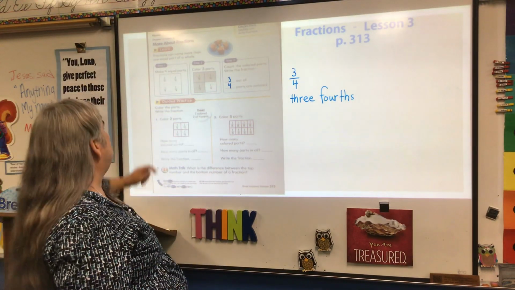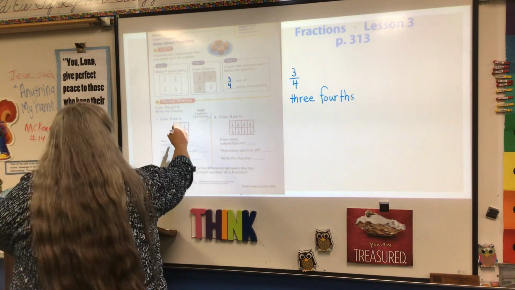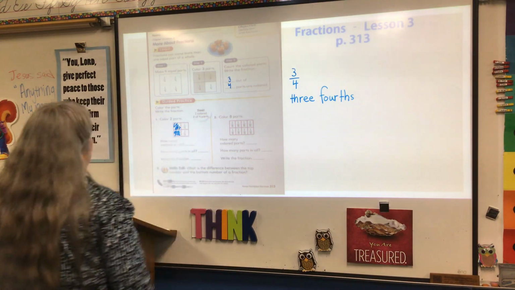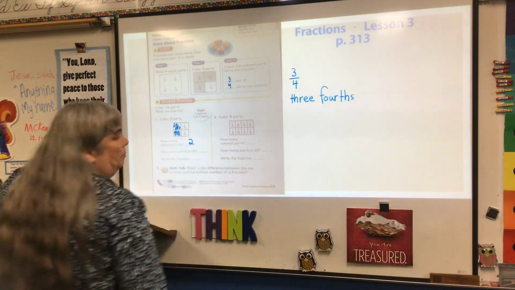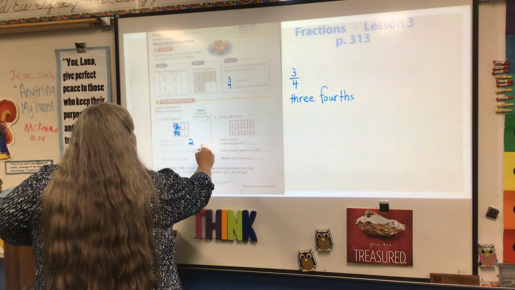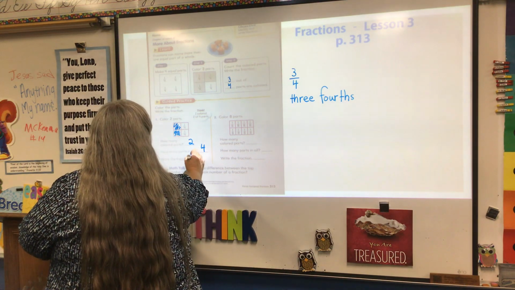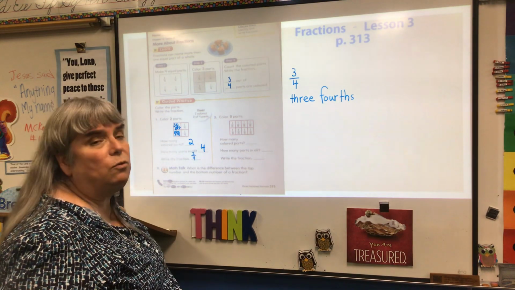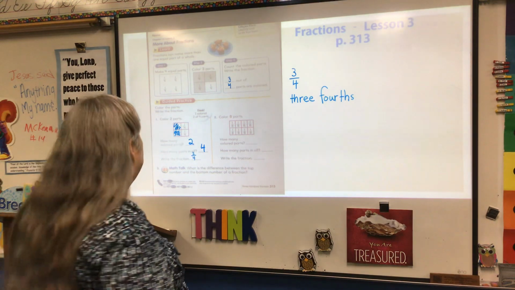The guided practice says, color the parts, write the fraction. So right here, it says color 2 parts. So I'm going to color 2 parts. And it says, how many colored parts? 2. How many parts all together? Keep in mind that's the bottom number. So now I'm going to write my fraction. 2/4. Now some of you may already recognize that 2/4 could also be written as 1/2, and that's correct.